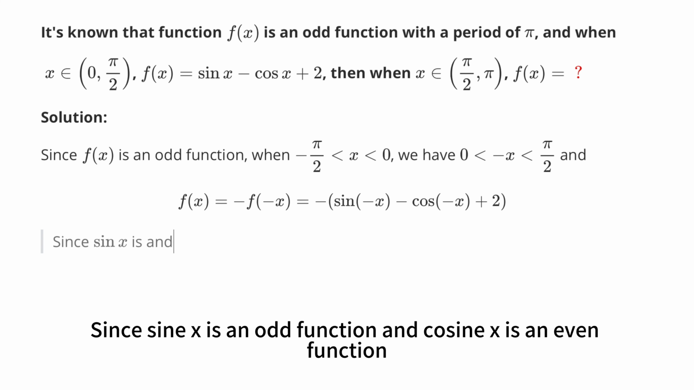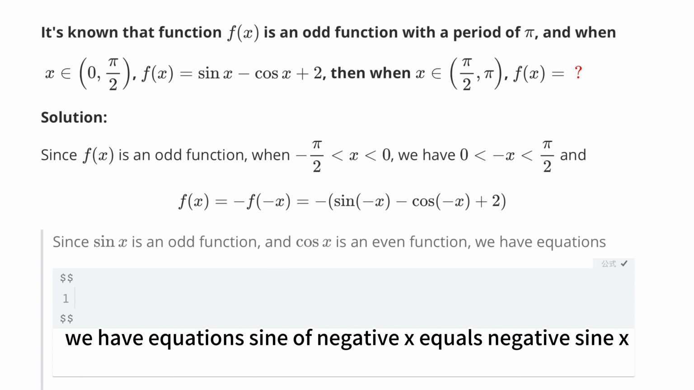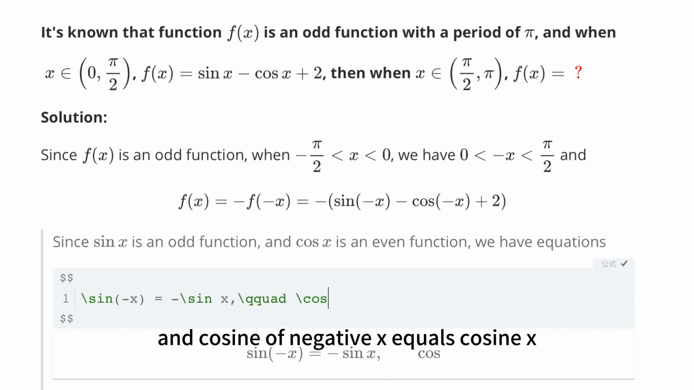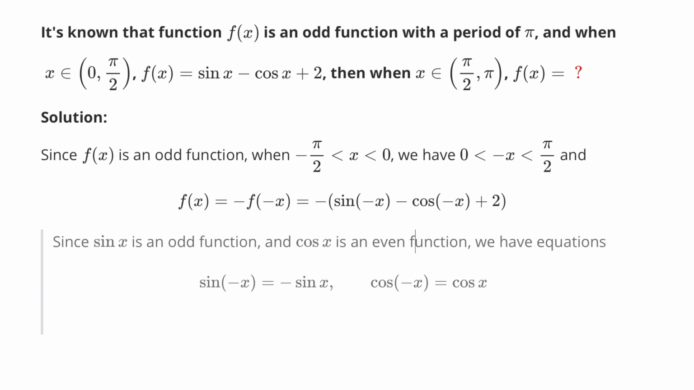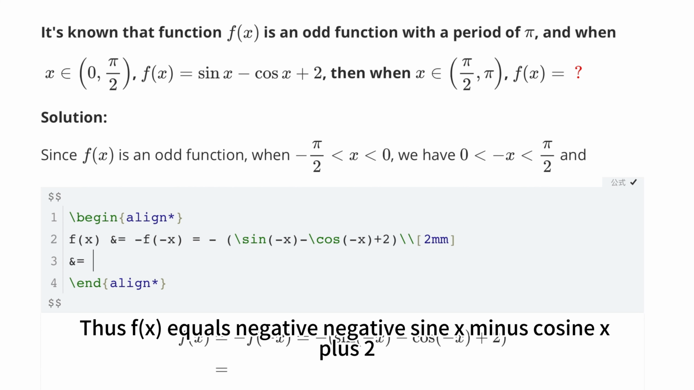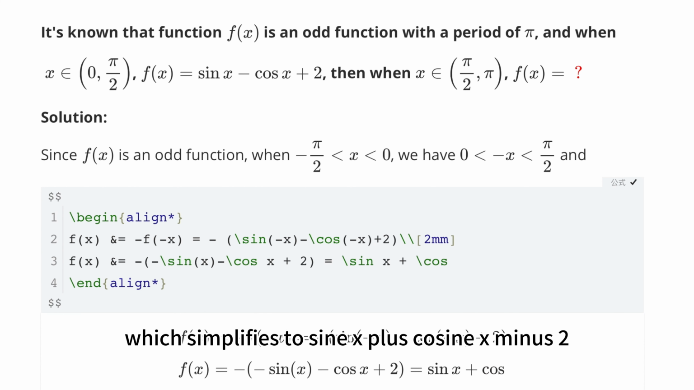Since sin x is an odd function and cosine x is an even function, we have equations sine of negative x equals negative sine x and cosine of negative x equals cosine x. Thus f(x) equals negative sine x minus cosine x plus 2. Which simplifies to sine x plus cosine x minus 2.